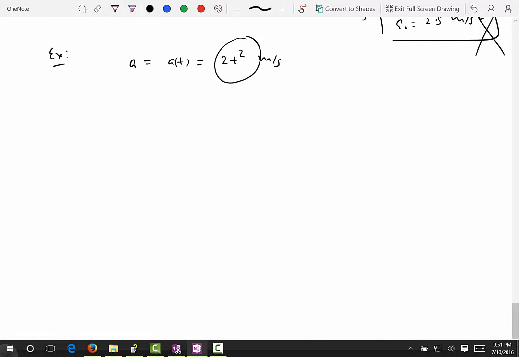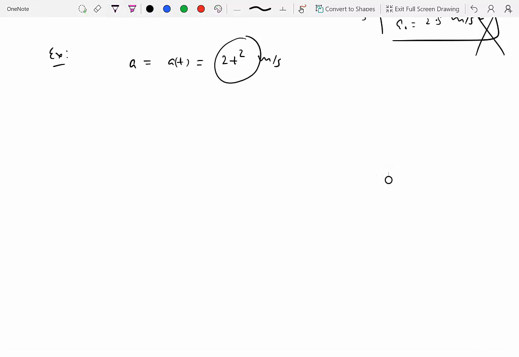At time t equal to 0, acceleration is 0. At t equal to 1, acceleration is 2 meters per second squared. At t equal to 2, acceleration is equal to 8 meters per second squared, and so on. So acceleration is clearly not constant, which means you can't use Galileo's equation.